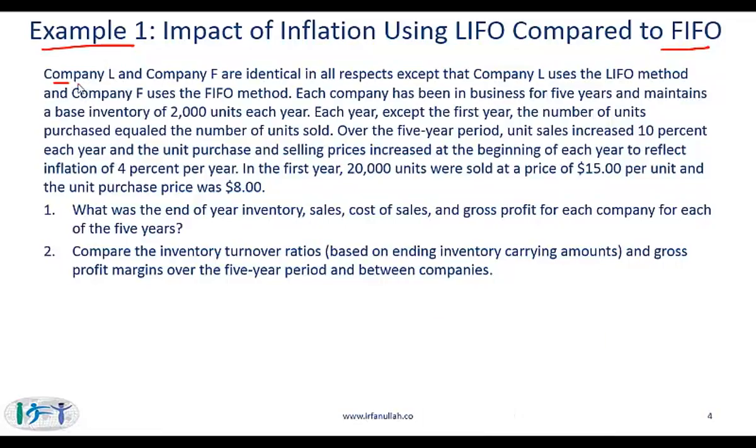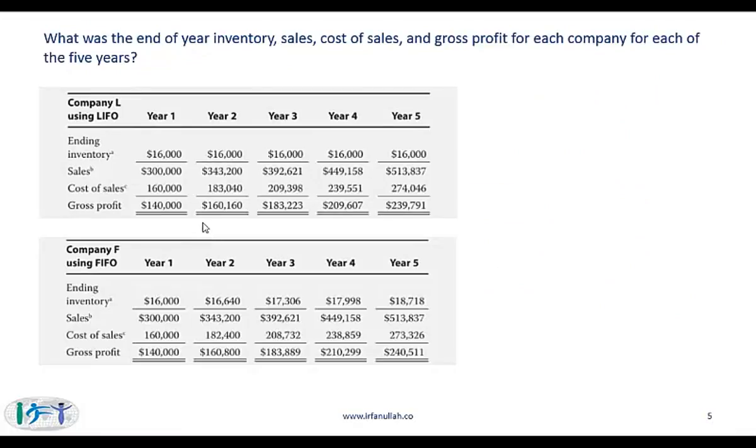The idea here is that you have two companies, L and F. L stands for LIFO and F stands for FIFO. These two companies are doing the exact same type of business. So this is a made-up scenario which illustrates the fact that simply by using different inventory methods, there will be different numbers reported on the financial statements. What I'm going to do here is actually just show you the answers, and then I'll make a separate video available where all the calculations are done.